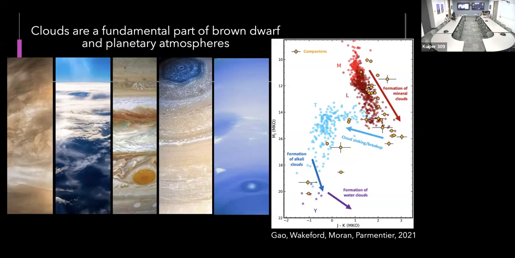So as we move from M dwarfs to L dwarfs, we have the formation of mineral clouds, silicates. Eventually, those clouds sink below the observable atmosphere, and so we don't see them anymore. We get some clearing, which is what we think the T dwarfs are. And then we finally move down to even cooler atmospheres where maybe we get alkali cloud formation, and ultimately we get cold enough that we're actually seeing the very familiar water clouds in the Y dwarfs.